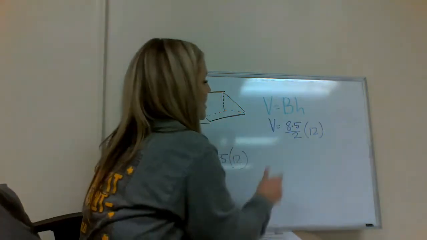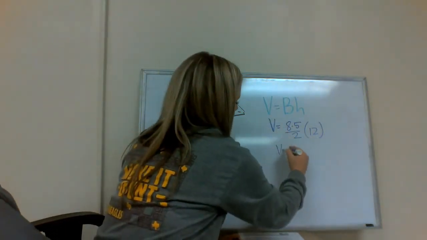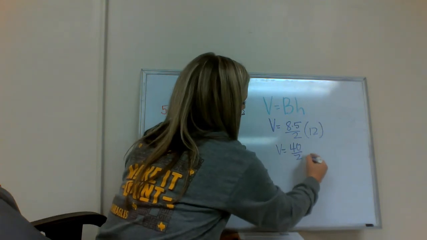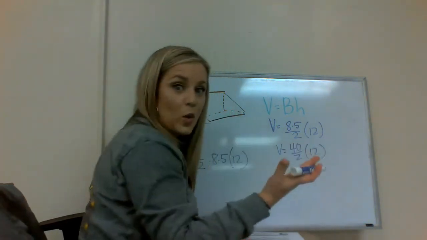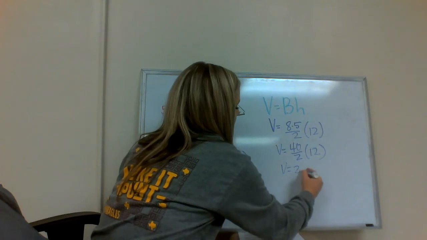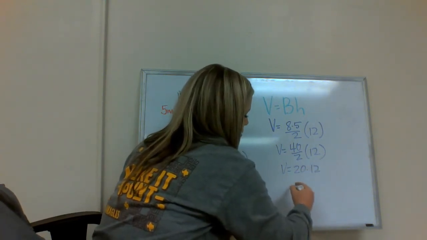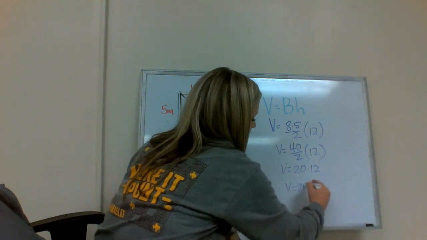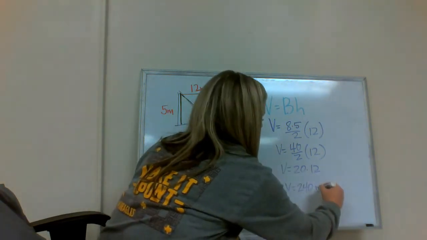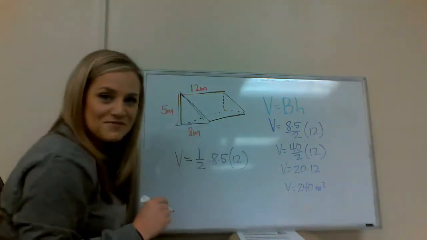Okay, so 8 times 5 is 40, and 40 divided by 2 is 20, and 20 times 12 is 240 meters cubed, okay?